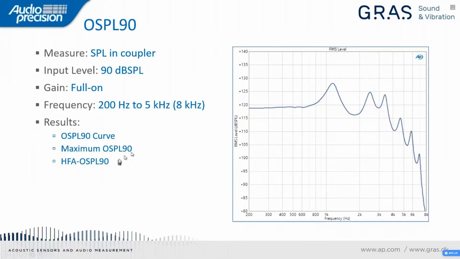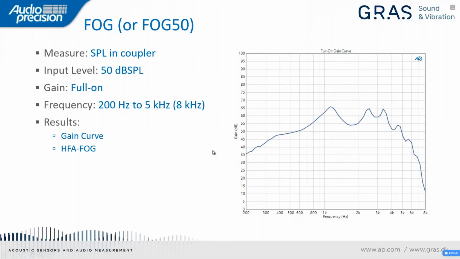Now the result here is the OSPL 90 curve, which might look something like this. Another metric that we want is the maximum OSPL 90. So we look at this curve and we essentially pick off the maximum value here at the peak and record that. And another metric is called the HFA OSPL 90. So HFA stands for high frequency average. The way that's computed is we take three frequencies, 1 kilohertz, 1.6 kilohertz, and 2.5 kilohertz. We calculate the average of the levels or the gain at those three frequencies, and that's called the high frequency average, or HFA.